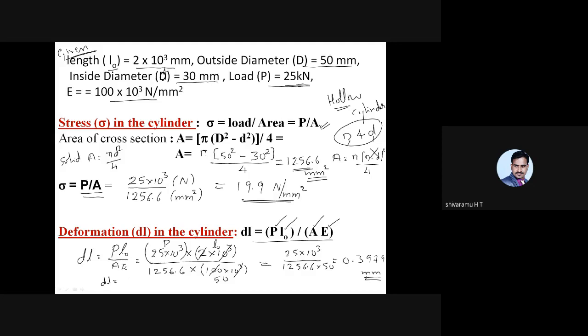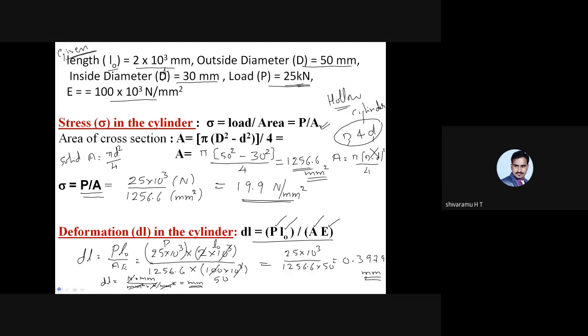Because dl is equal to P L naught divided by A E, the load unit is Newton, length L naught is in millimeter, the area of the cross section is millimeter square, and Young's modulus is Newton per millimeter square. So the Newton and Newton get cancelled, and millimeter square with millimeter square gets cancelled, and it ends up with the unit millimeter.